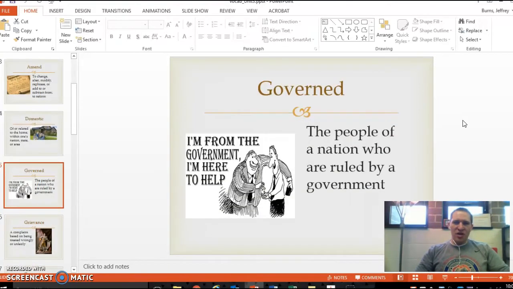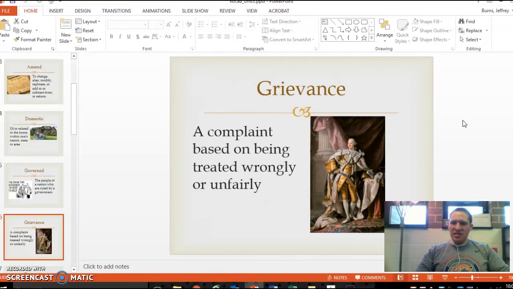All right, fourth word, governed. The governed are the people in a nation who live and are ruled by a government. Okay, I love this picture here. I'm from the government, I'm here to help. He's giving them change and he's stealing his wallet. All right, on the next page, remember you can pause anytime you need to.